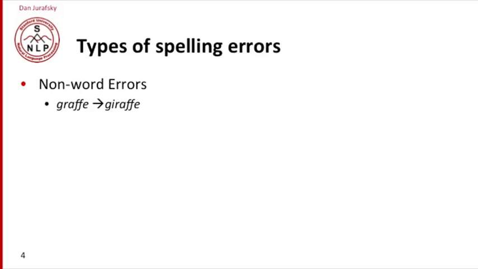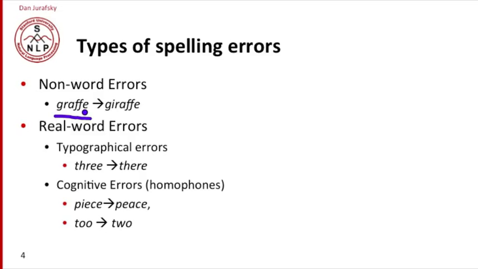We distinguish two different classes of spelling errors. Non-word errors are errors in which what the user types is not a word of English. So G-R-A-F-F-E, a misspelling, let's say, for giraffe, is not a word of English. By contrast, real word errors are errors in which the resulting misspelling is actually a word of English, and that makes them somewhat harder to detect.